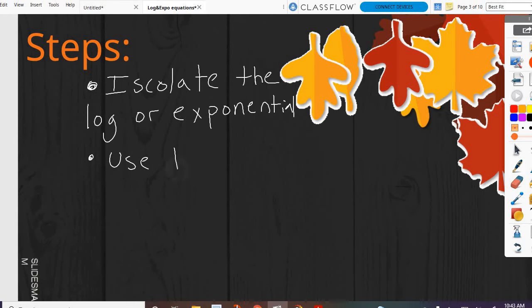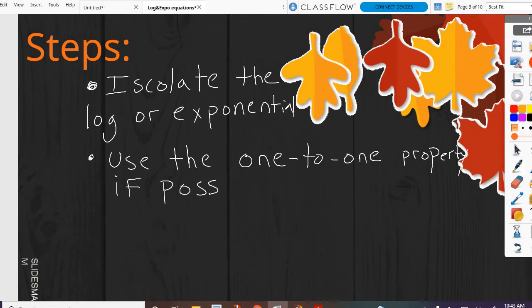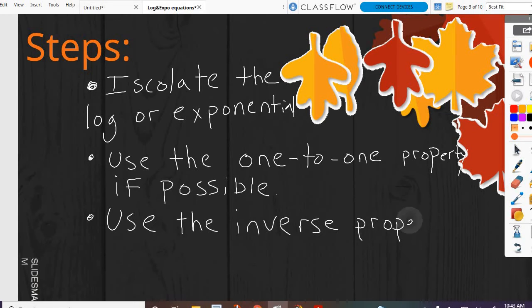Our next step is to use the one-to-one property, if possible. Remember, we said that sometimes it won't be possible. And then lastly, we use the inverse property. And the inverse property will always work. Okay?